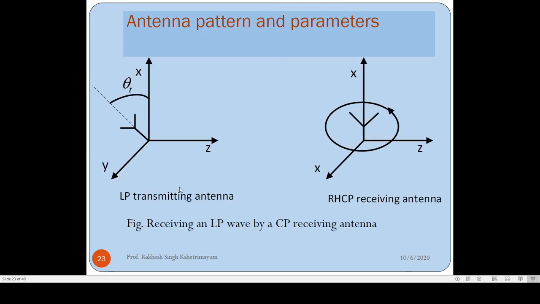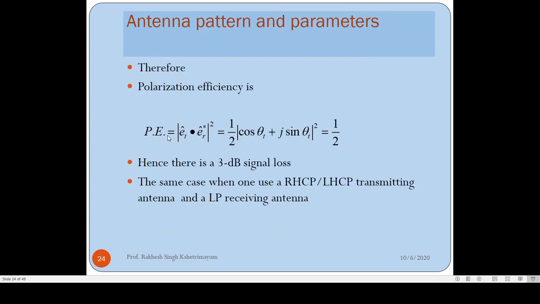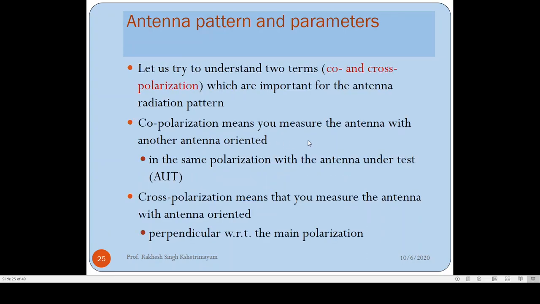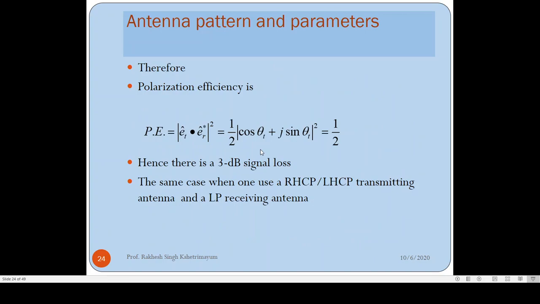So let us find out the polarization efficiency for this case. You have a linearly polarized wave positioned along theta t with respect to the x-axis, and you have a circularly polarized antenna which is trying to receive the signal transmitted from the linearly polarized antenna. Polarization efficiency in this case simply turns out to be half. That means there is a 3 dB signal loss when you use a linearly polarized antenna as a transmitter and a circularly polarized antenna as a receiver. This 3 dB signal loss you cannot escape. It is always there when you consider a linearly polarized and a circularly polarized antenna as transmitting or receiving antenna, or vice versa.